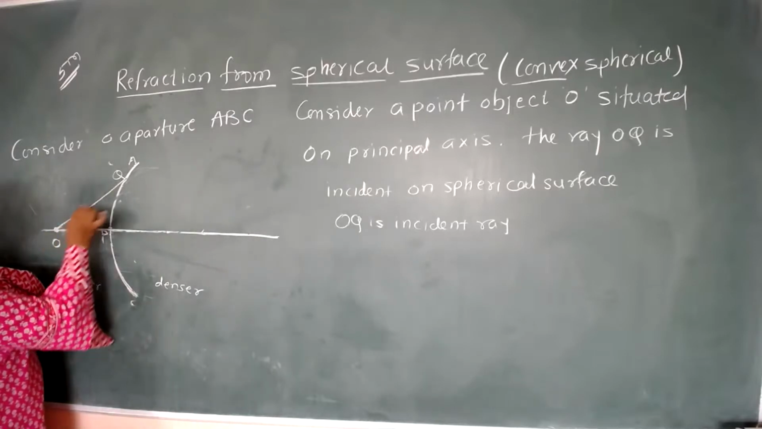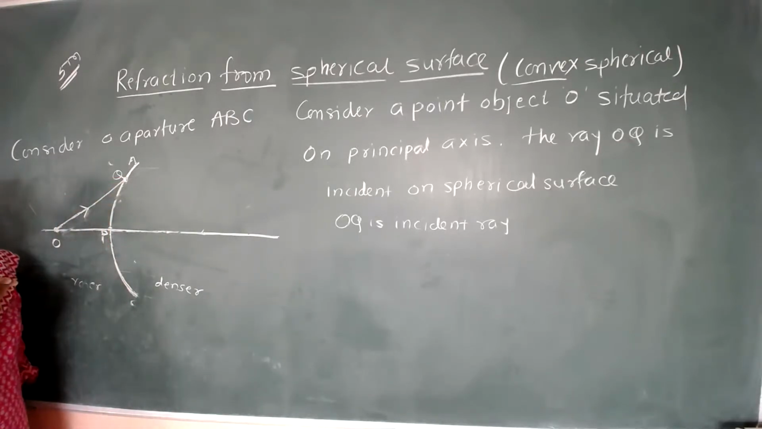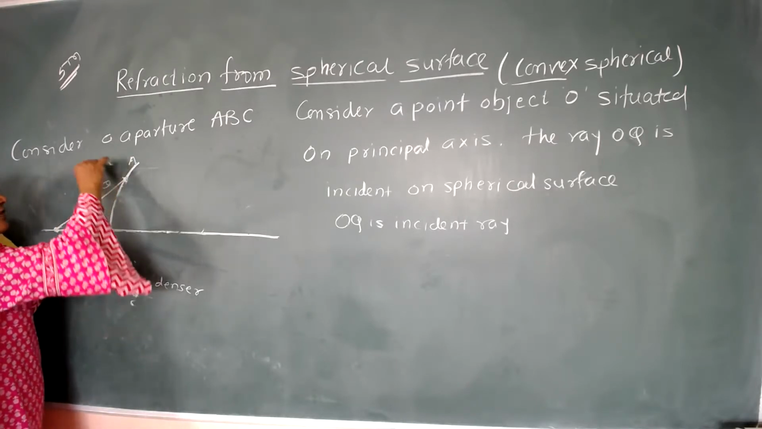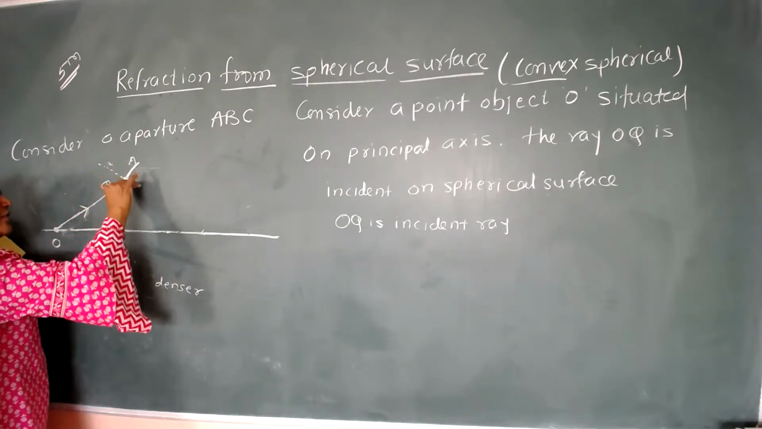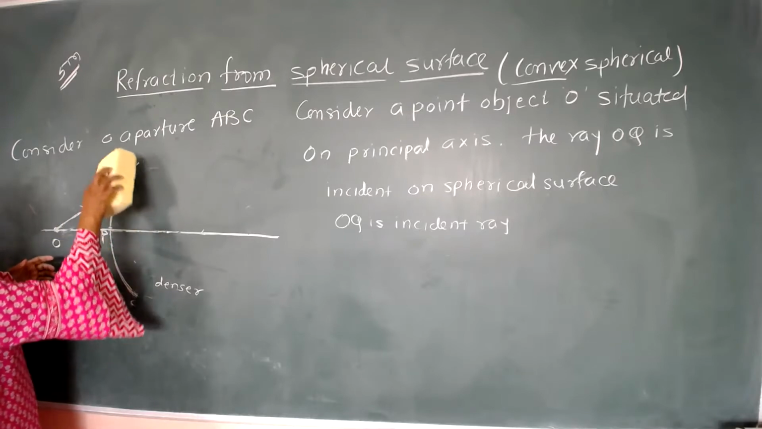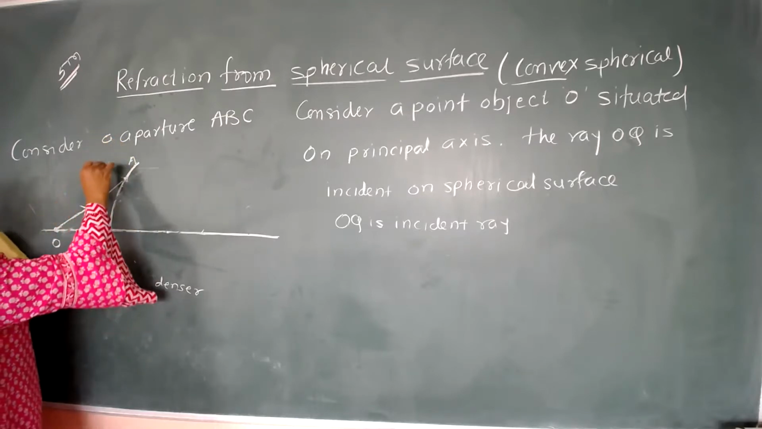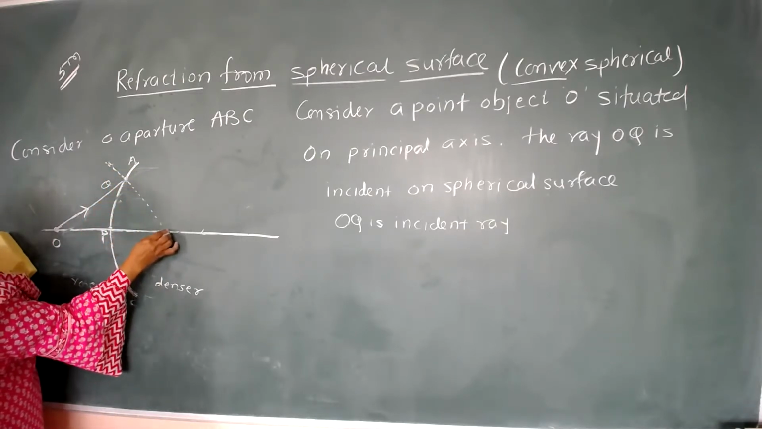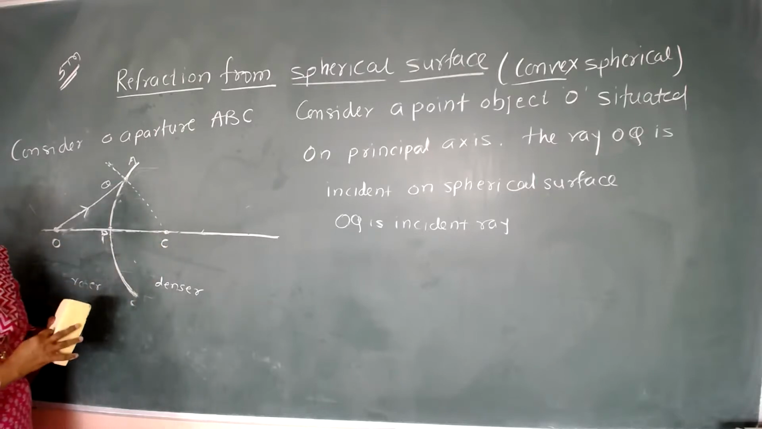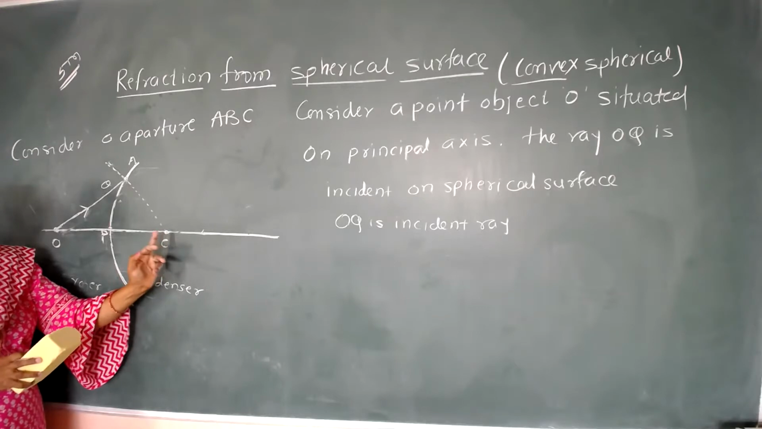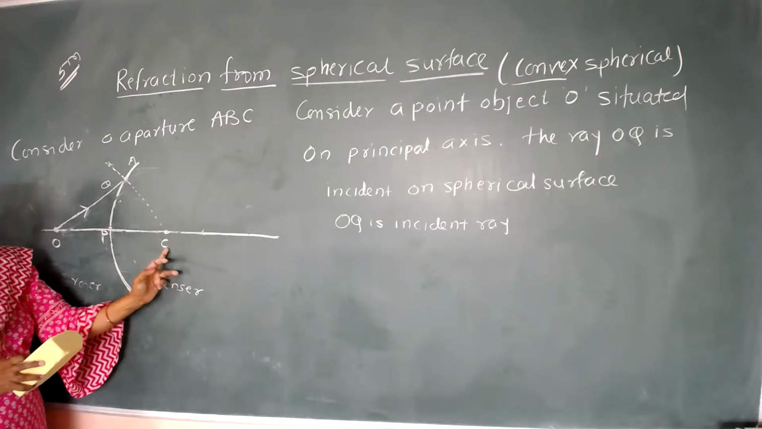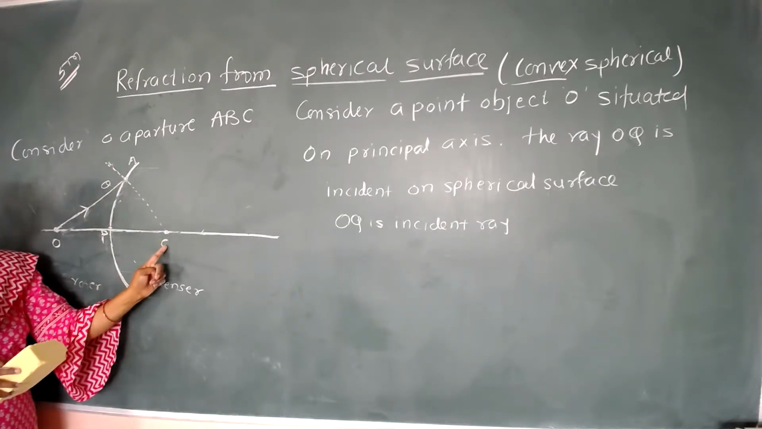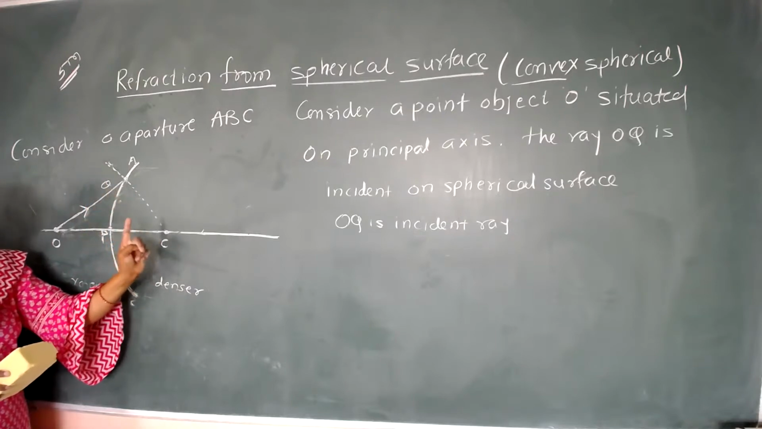Here OQ is the incident ray, and this is the point of incidence, Q, on the denser medium. To this point we draw a straight line, a normal line, with a dotted line. This line passes through the center of curvature. The midpoint of a sphere is known as the center of curvature. So the normal line passes through the center of curvature.